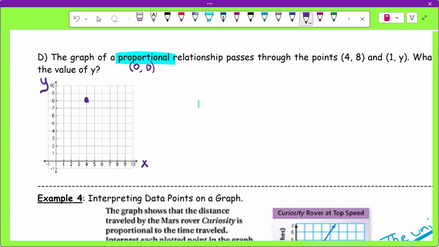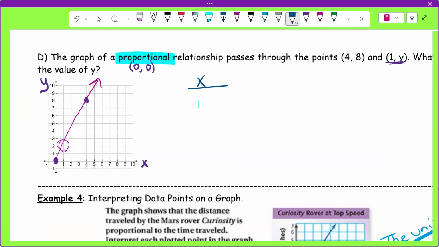Did you say 0, 0? There it is. Now 1, y is what we're trying to figure out. So if I draw this line in and connect these 2 points, right? It looks like that point is somewhere around this area, but we can't be sure all the time, so we have to prove it.